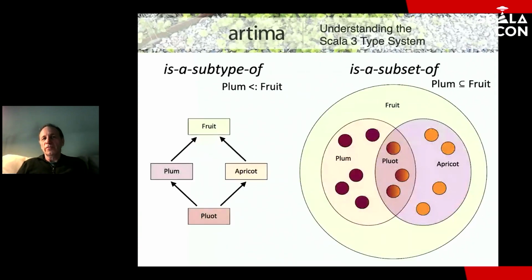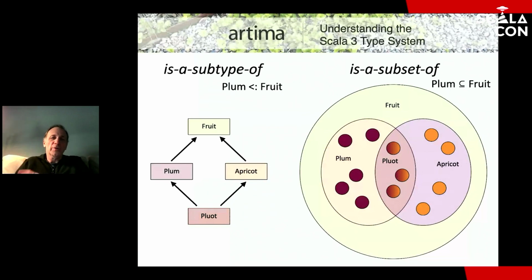And when you do think of types as sets of values, then is-a-subtype-of maps to is-a-subset-of. So here, I've got my hierarchy of 4 fruits on the left, and on the right, that's a Venn diagram showing sets and members, right? And again, this is a contrived example. So I'm going to pretend like there's 1, 2, 3, 4, 5 plain old plums, which are dark purple, and there's 4 plain old apricots, which are bright orange.